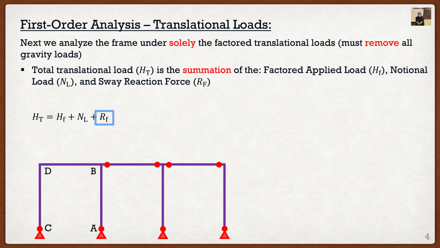And then we have our reaction force from the previous slide under the gravity load analysis, which we found was 11.9 kilonewtons. Please do not forget this last one, the 11.9 kilonewtons. If I ever see a student have an error in this type of assignment, it's usually this right here. They forget to add that sway force. So if I were to add all three of those together, I get my total translational load to be 47.9 kilonewtons. So what I do is I take this load and I now apply it to our frame.